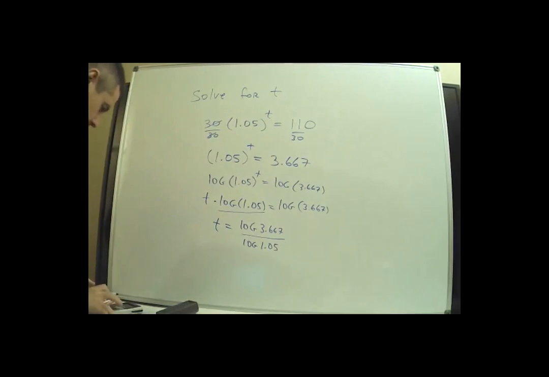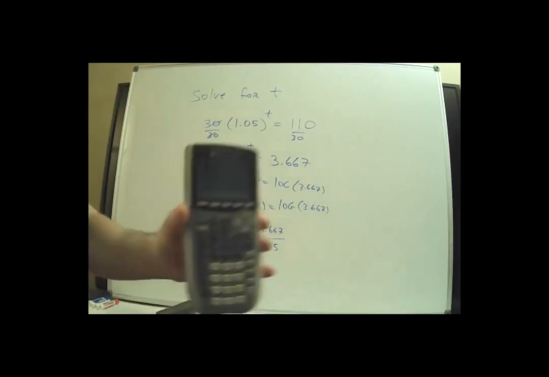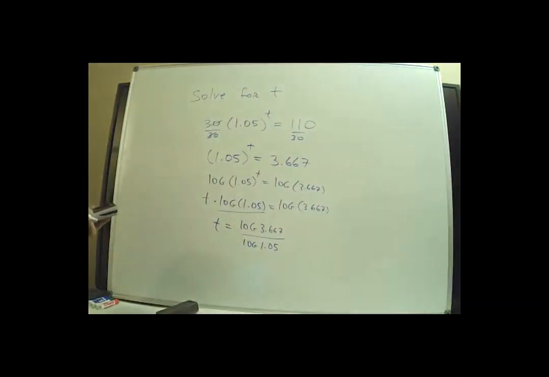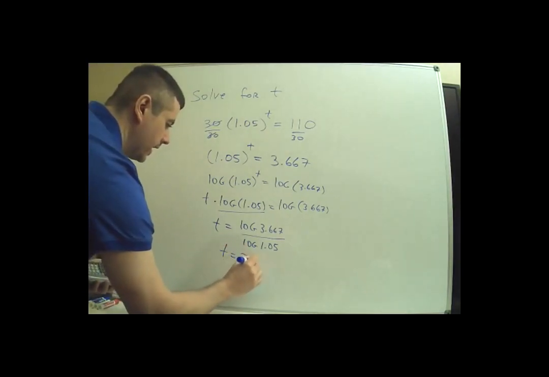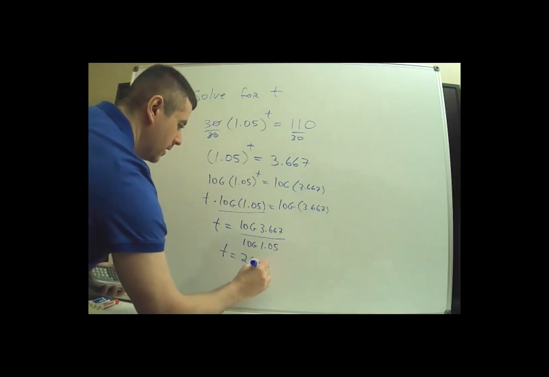I'm going to do it on the calculator, and then I'm going to write the answer. So I did the computation. I got, can't see it, 26.63. Now, what does that number represent?